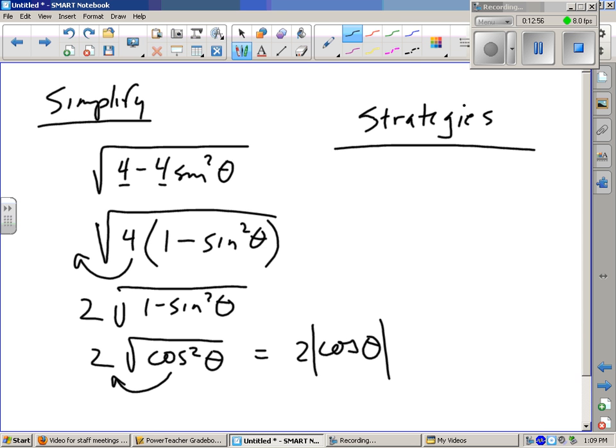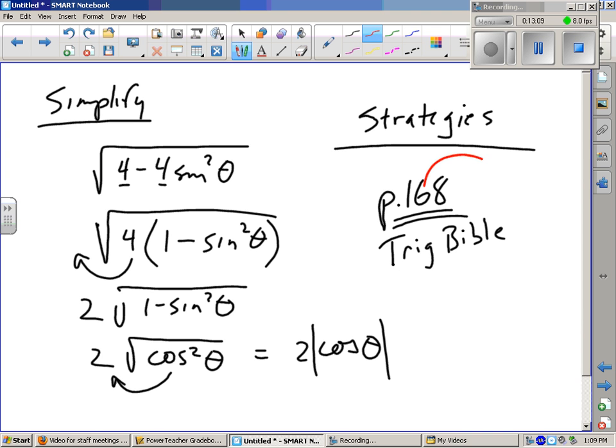All right, the main thing is page 168. Okay, that is the Trig Bible. Learn it and love it because we need a lot of Trig love.